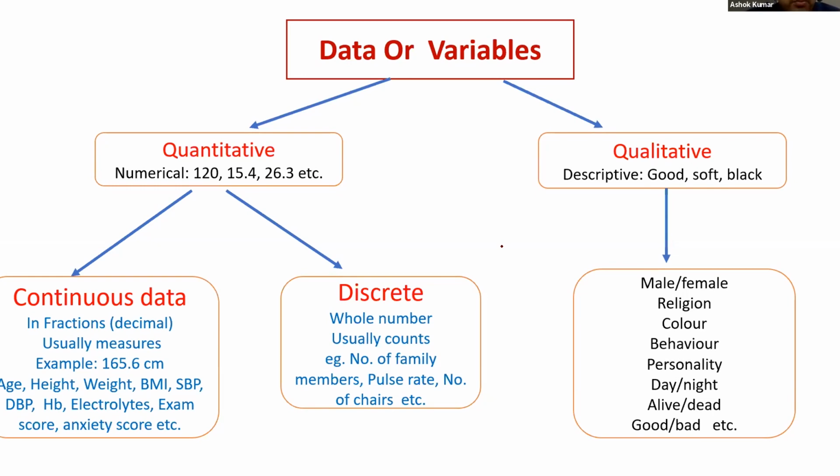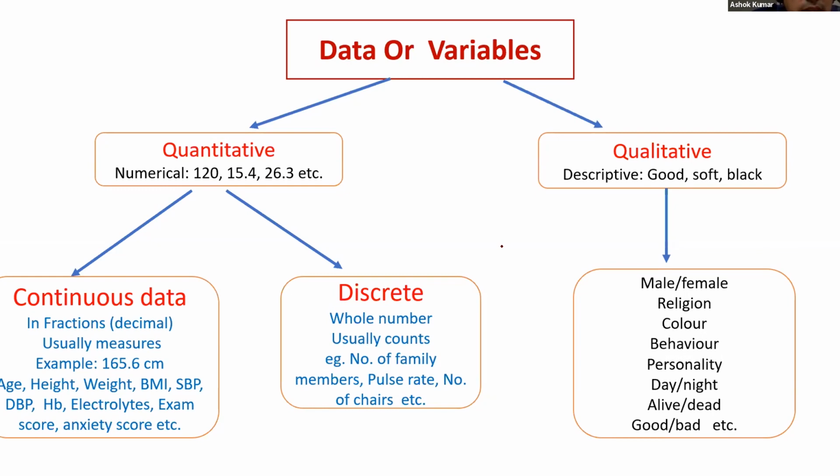You never give any fractions or decimals. Four, five family members: 2, 3, 4, 5. Never 4.5, 3.5, 3.2. Never. So these are discrete. You have to think, you have to understand the data, you have to talk with data.